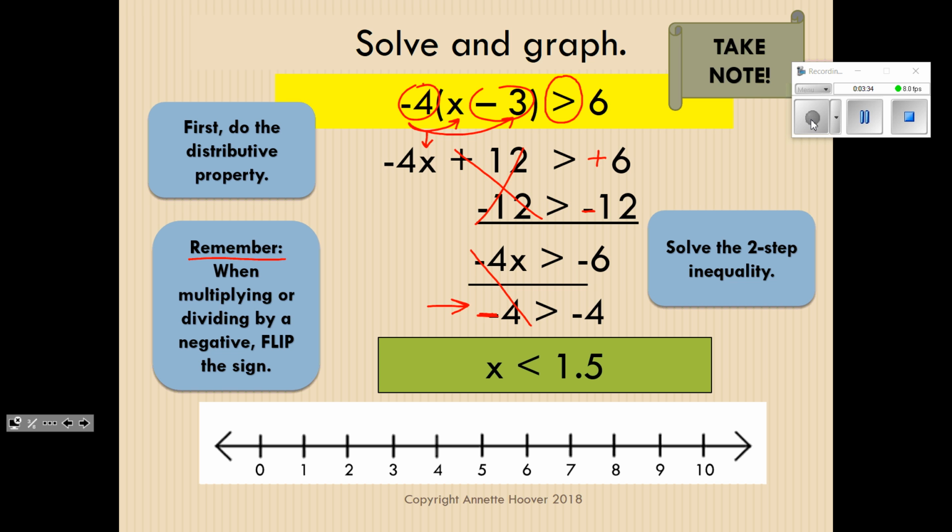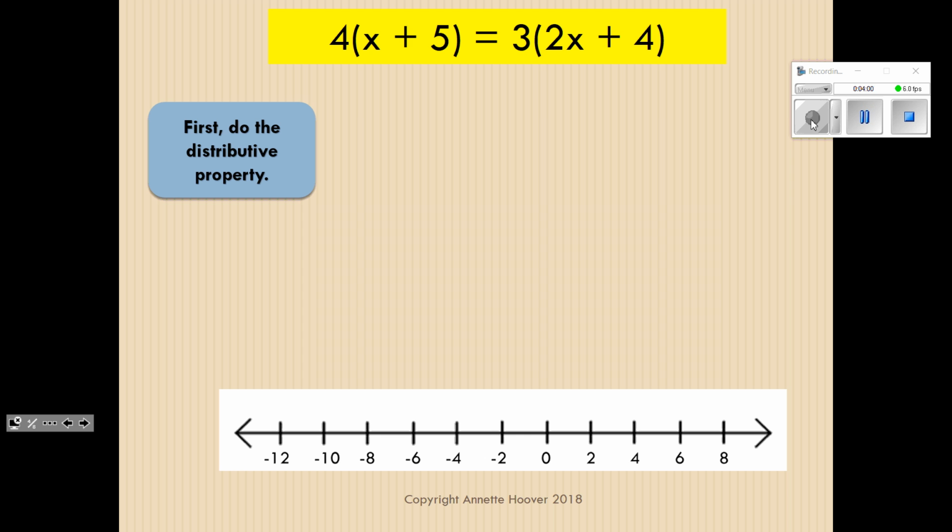So we don't want to forget this rule. When multiplying or dividing by a negative number, you have to flip the sign. Since the variable is on the left side, the inequality sign points the direction of the arrow. So I put a circle dot on 1.5, and it's going less than, or to the left. Less is left. So it solves just like a two-step equation, but the answer you interpret differently. It's not one solution, it's several solutions.